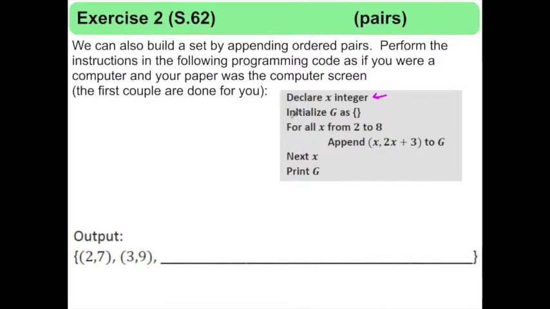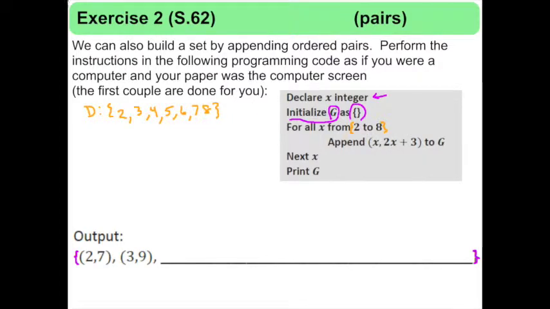Then we're going to initialize our program G as this given set piece. And that's what this is right here. This output information down here at the bottom. They want us to fill in this blank. So they want us to work for the domain from everything from 2 to 8. And so again, our domain is 2, 3, 4, 5, 6, 7, and then 8.